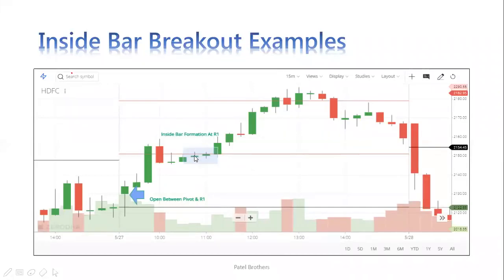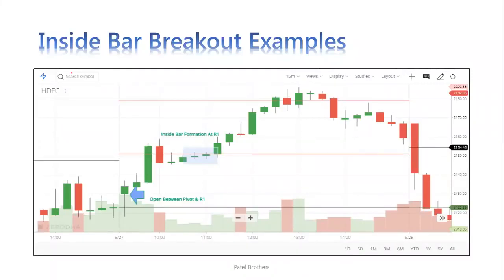So from this we are buying and going up. So it has achieved this candle. You can see that it is not even a 4 rupees candle in a stock like HDFC. So this is worth taking the trade.